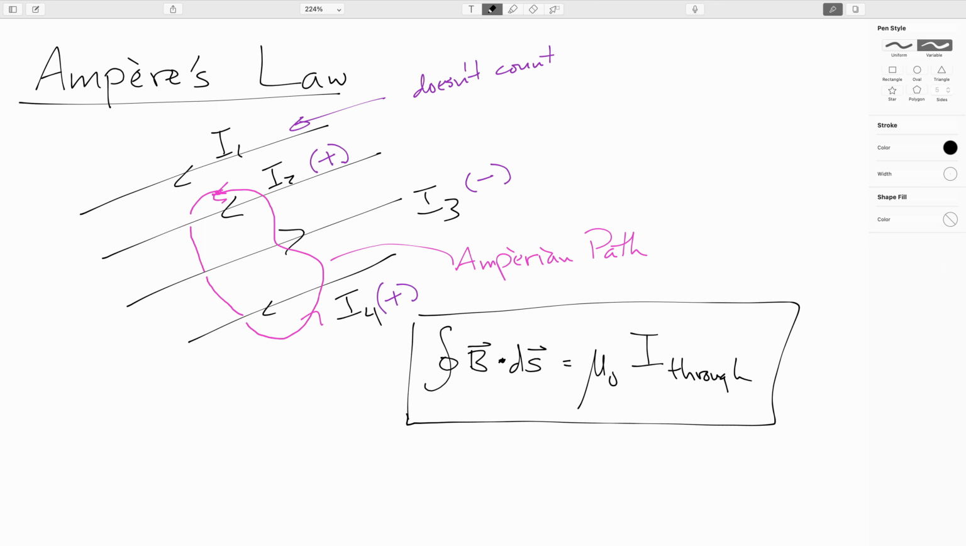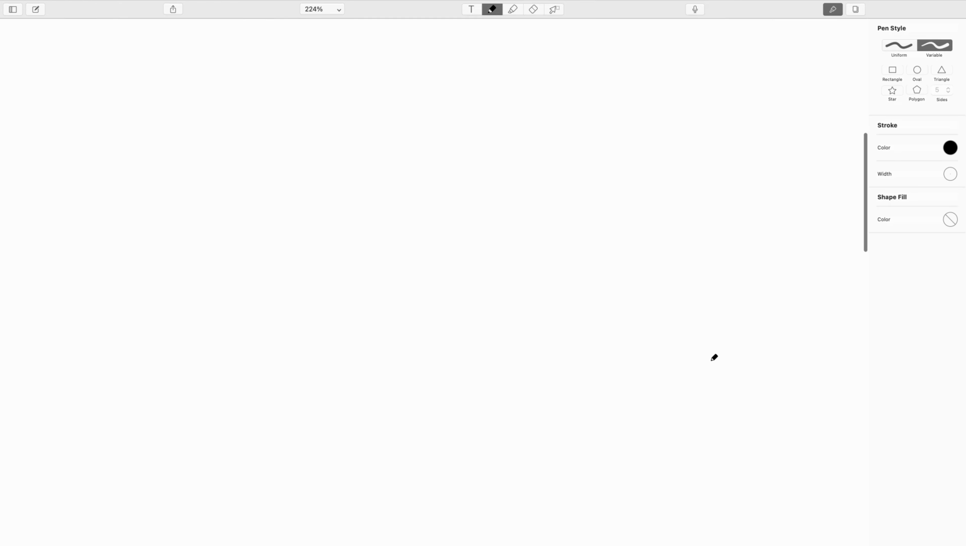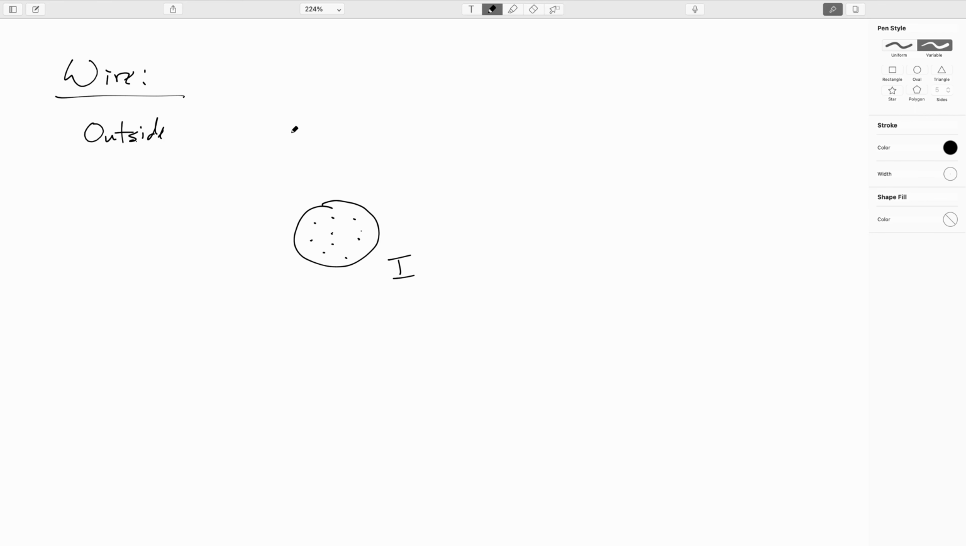Okay, with that, let's go ahead and revisit our friend the wire, but this time we will do it both inside and outside the wire. First we'll do outside the wire. Let's say that we have a wire, and let's say the current is coming out of the screen, so I'll draw a bunch of dots here. So this is our wire. We're looking at it in cross section, so it's running in and out of the screen. Let's say the wire has a radius big R.